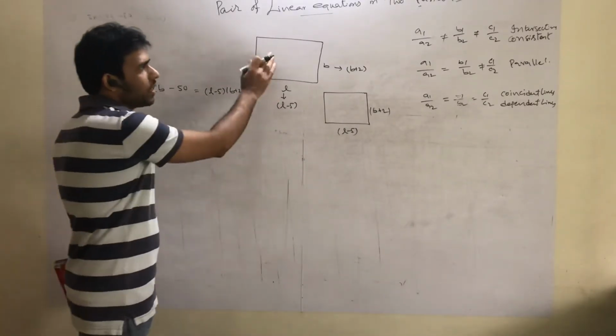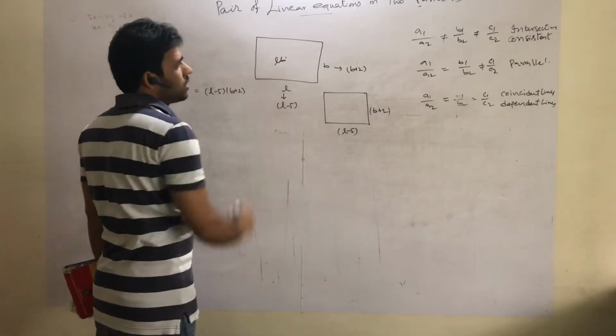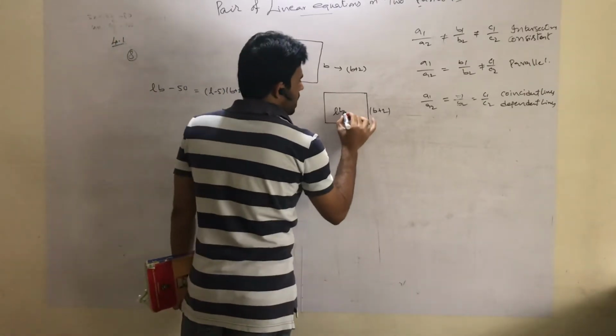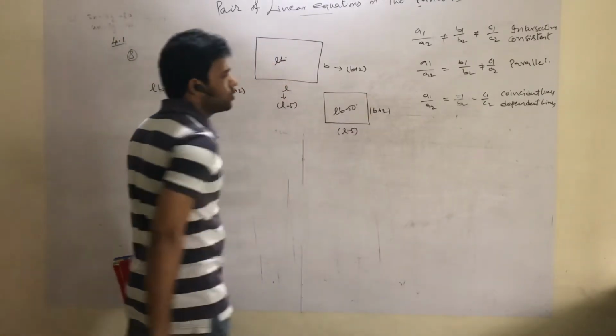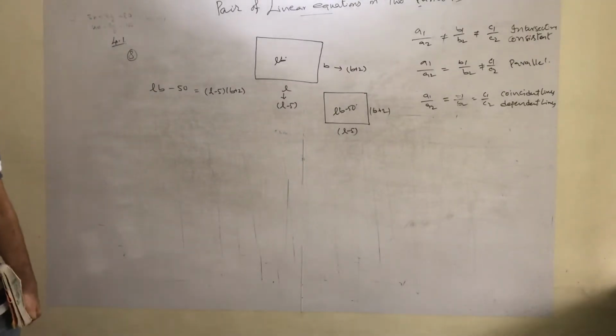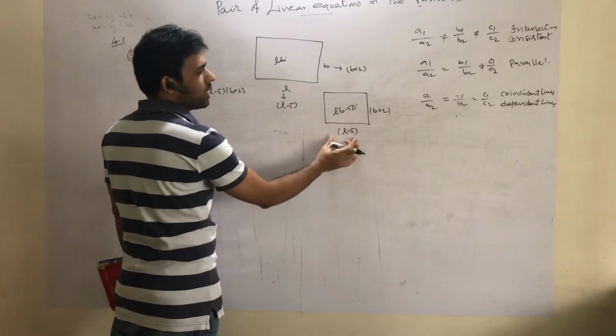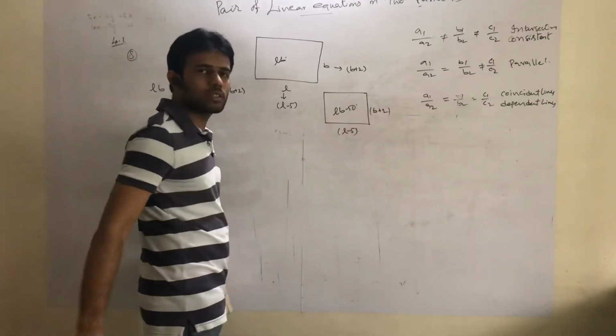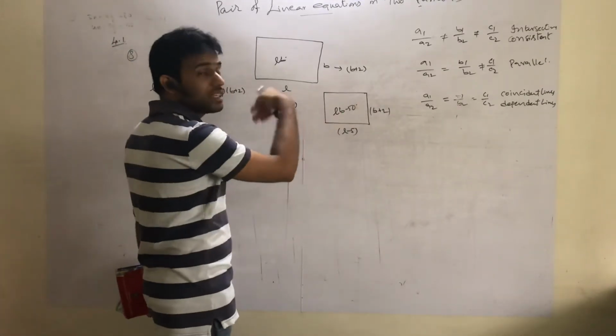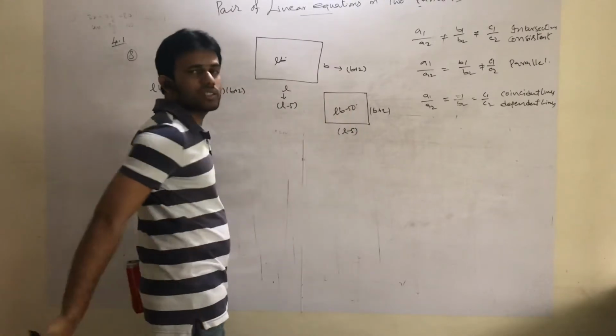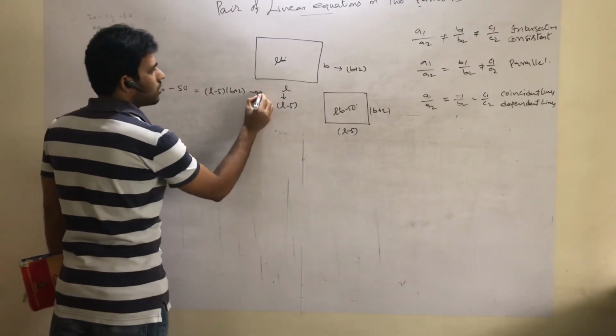That is, the initial area is L into B, and this becomes L into B minus 50. Generally, we know the area of the rectangle is length into breadth. What is the length here? L minus 5. What is the breadth here? B plus 2. And the area he is already telling us is LB minus 50. So that's the equation 1.